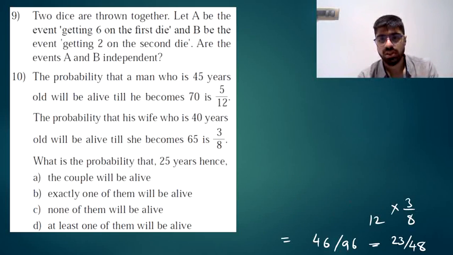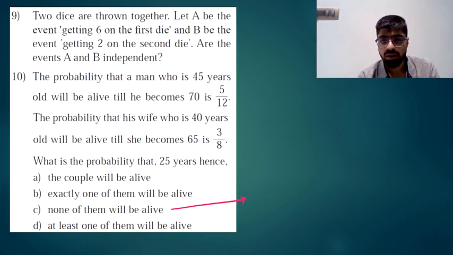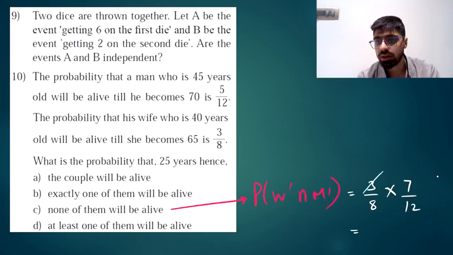So with part C, you can say none of them being alive. So none of them being alive, there's just one case, P of W complement intersection M complement. And for independent events, we multiply the probabilities. So we have P of W complement, which is 3 upon 8, into P of M complement, which is 7 upon 12. And that cancels off a 3 here and here, giving you 4. So 7 by 32 is the answer for that C part.